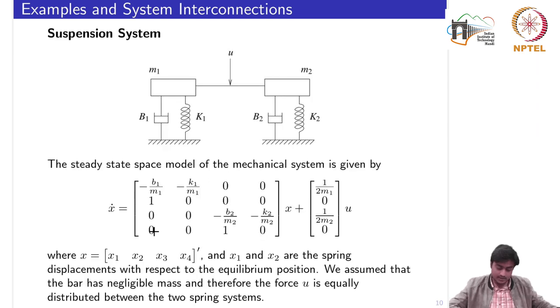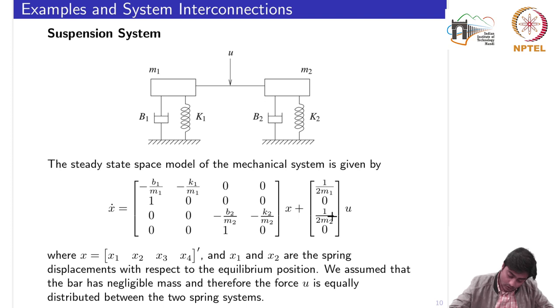Okay, so let's see another example or another application to visualize or characterize these two subspaces. So we have this setup where some mass m1 is connected to the parallel combination of the damper and the spring. A similar system has been shown here with m2, b2, k2, and these two systems are connected by a rod on which the control U is being applied. Now if we try to model this system, we obtain these A, B matrices.